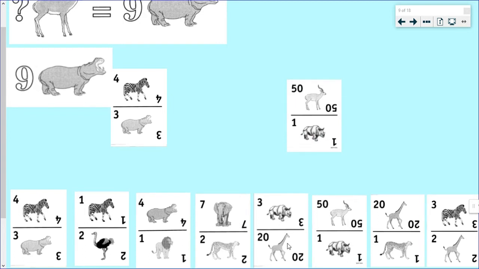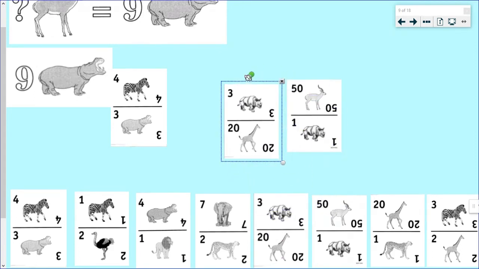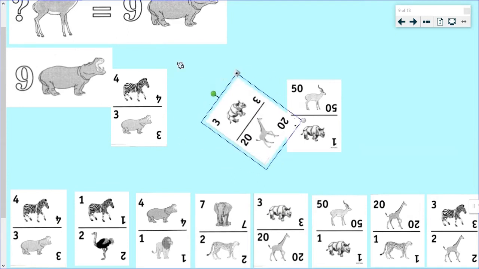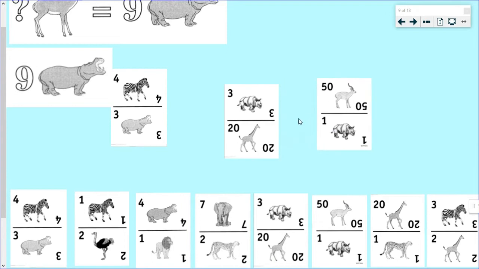And I have an impala. I'm sorry, I've got a rhino and I've got a giraffe, but the rhino's on the wrong side, so I need to flip that around. So I'm sorry, I had it right. So those will get rid of each other.